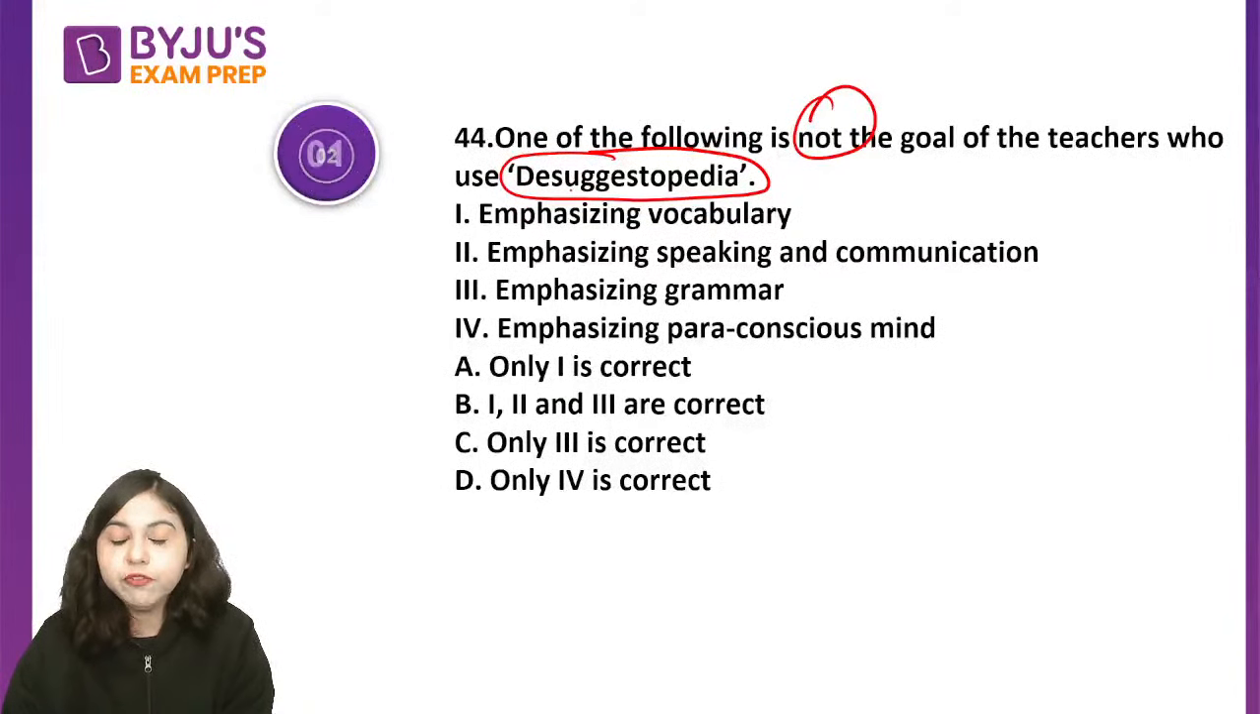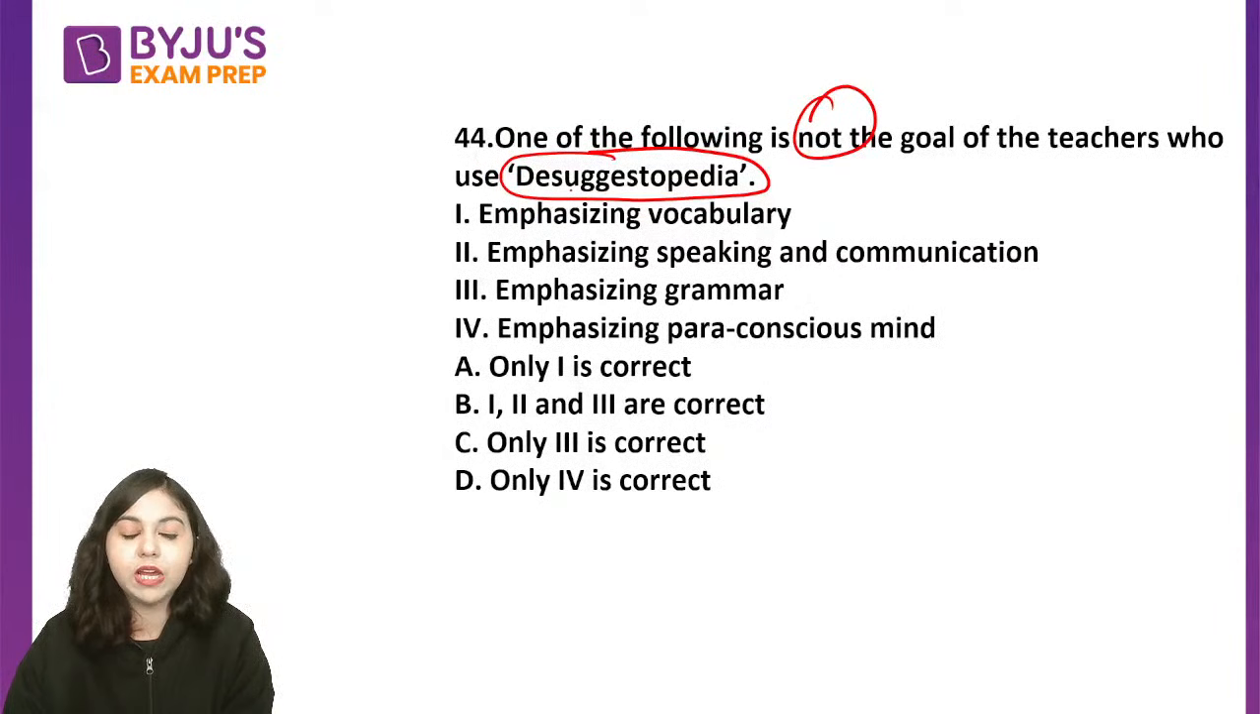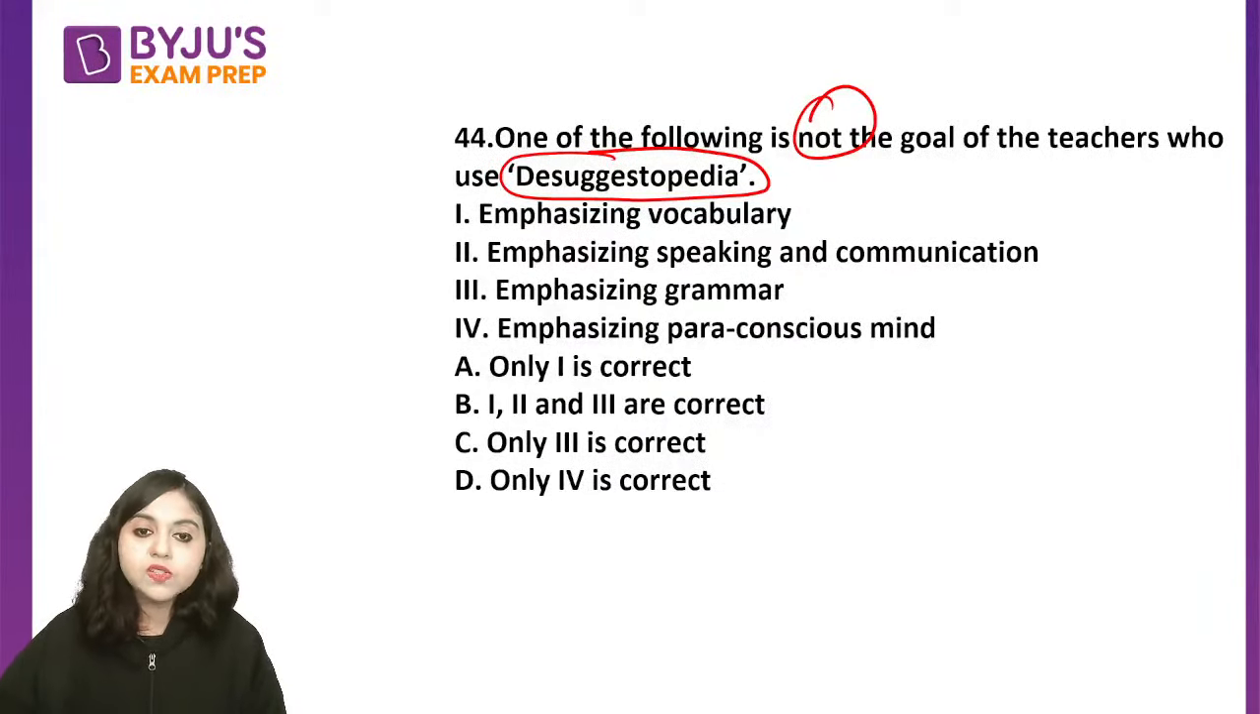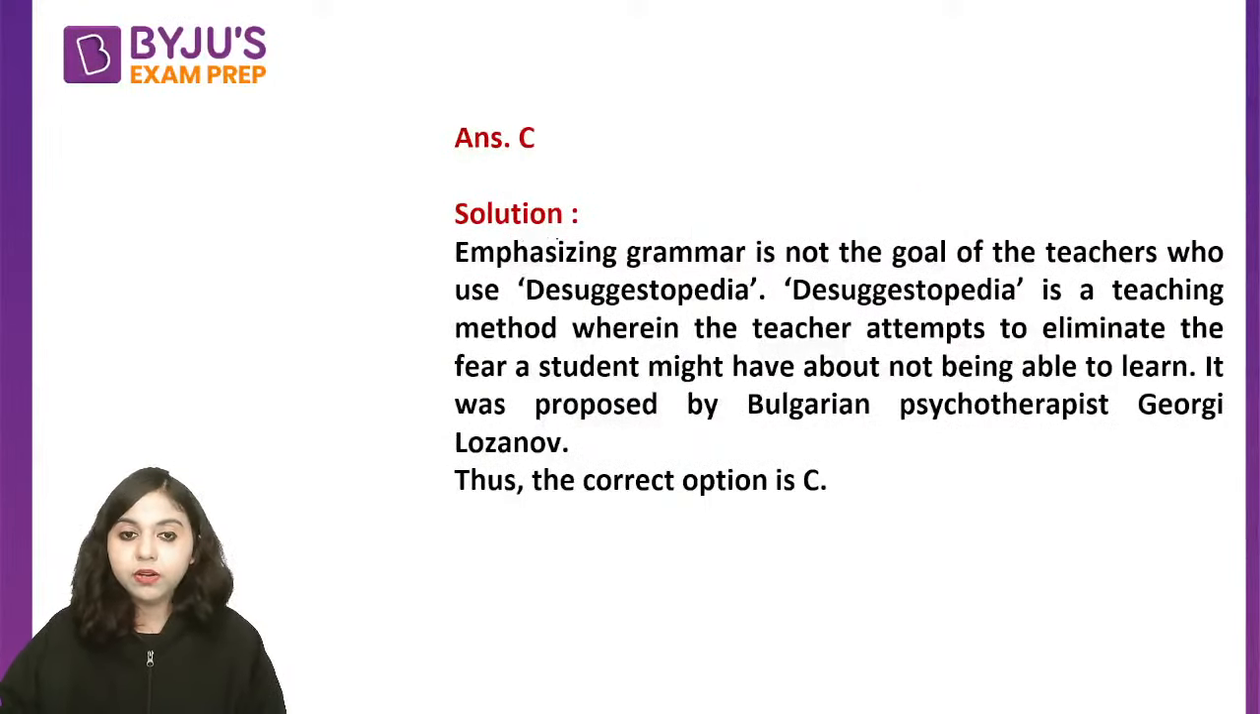Desuggestopedia. For teaching of English as a second language or questions related to the acquisition of language, they are very simple largely. Even if you've not studied, try to read the question once or twice. You'll be able to at least answer bits and pieces of it. What is the correct answer here? Which of them is not the goal? Desuggestopedia. The goal is not to emphasize grammar, okay? Emphasis on vocabulary is there. English speaking and communication is there. But grammar is not there, right? Emphasizing grammar is not the goal in desuggestopedia.